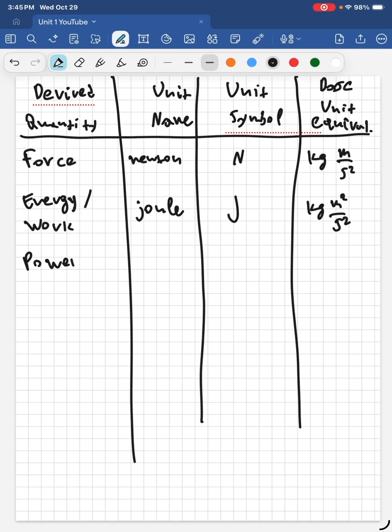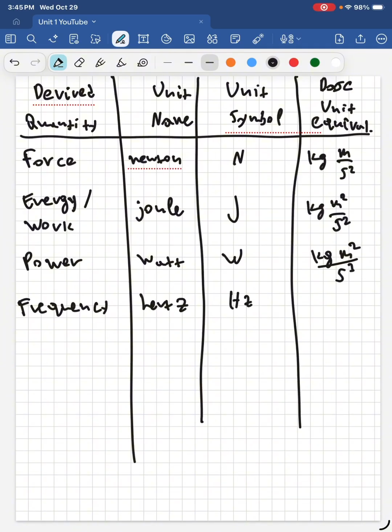The next logical step is power, measured in watts, expressed with the symbol capital W. And this is energy per time. So the unit will be kilograms meter squared over seconds cubed, right? Then frequency has the name hertz, Hz. And the unit is just seconds to the -1, okay, because it's 1/time.